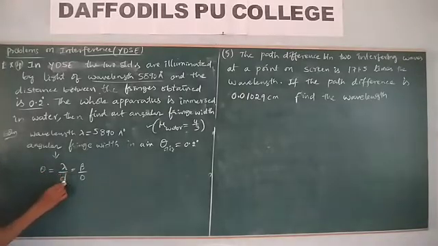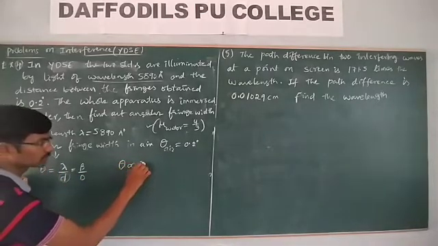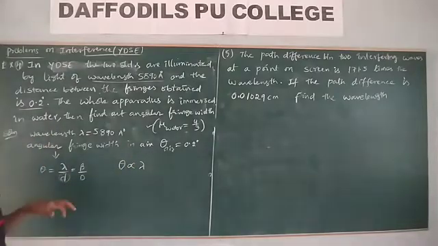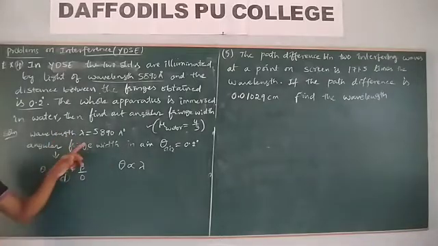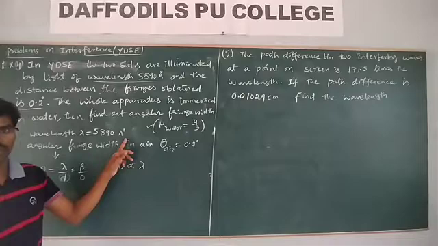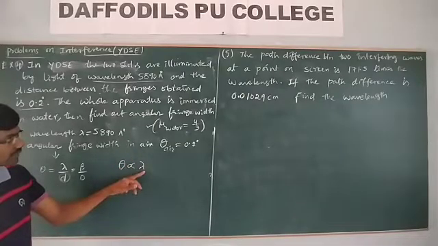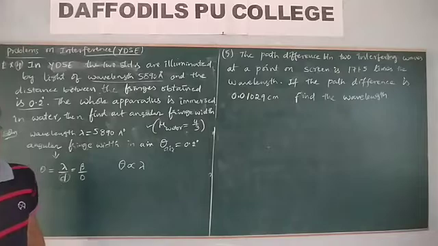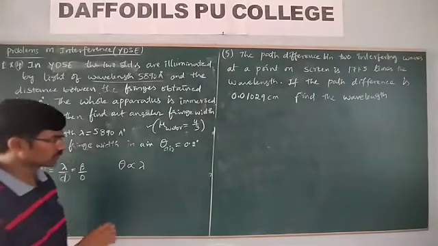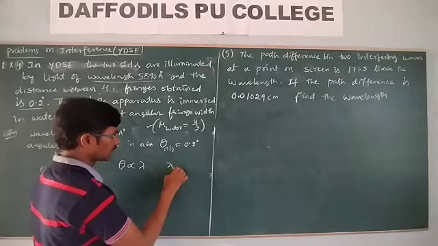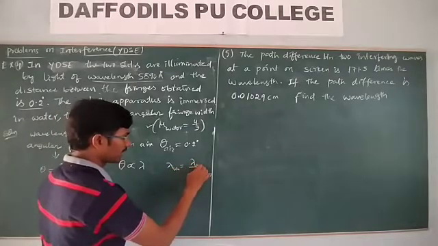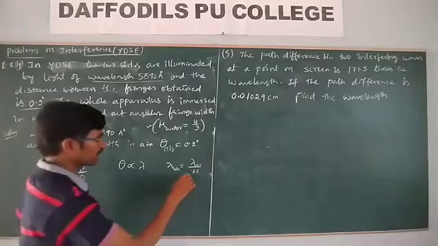Since the medium is water or air, what do you know? Theta is directly proportional to the wavelength. So angular fringe width is directly proportional to the wavelength. Now tell me, the wavelength of the light in air is 5890 angstrom. Then what would be the wavelength in water? We know lambda dash, lambda in water, is equal to lambda in air by mu.